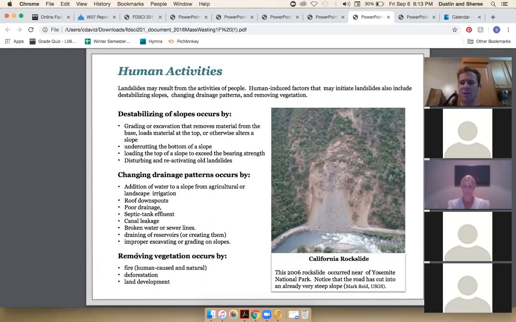Can also be caused by change in drainage patterns. This can be from any of these things. So broken water, sewer lines, draining of reservoirs, improper excavation or grading of slopes. Just anything that'll change the direction and movement of water down slopes can cause that. And then the last big one is removing of vegetation. Now, why would the removal of vegetation put a slope at greater risk for failure, for mass wasting? What do you guys think?